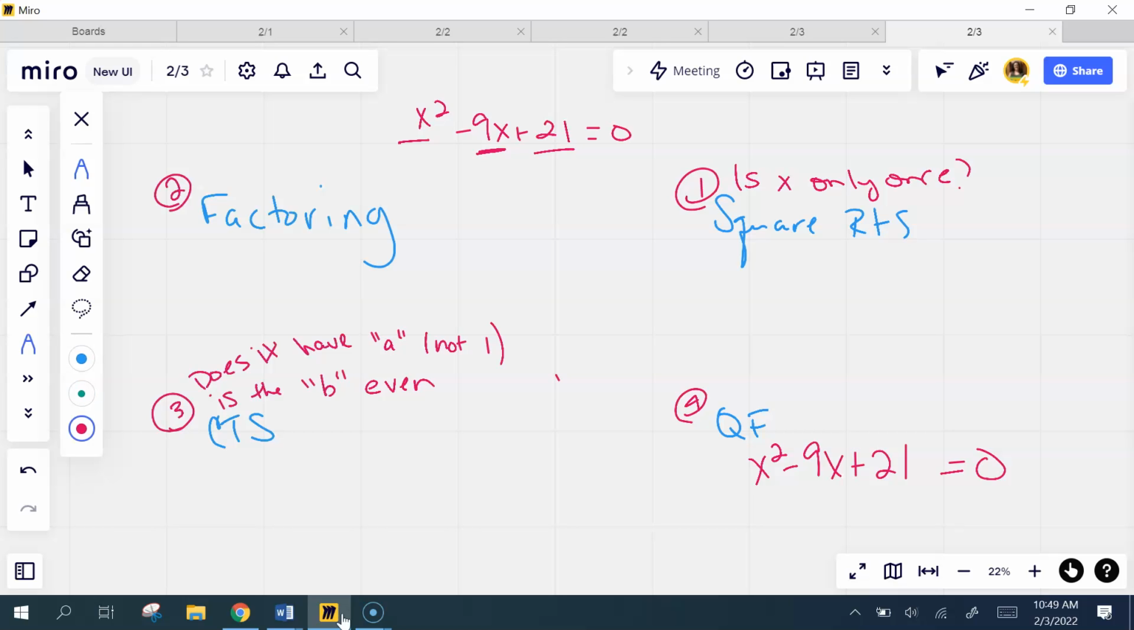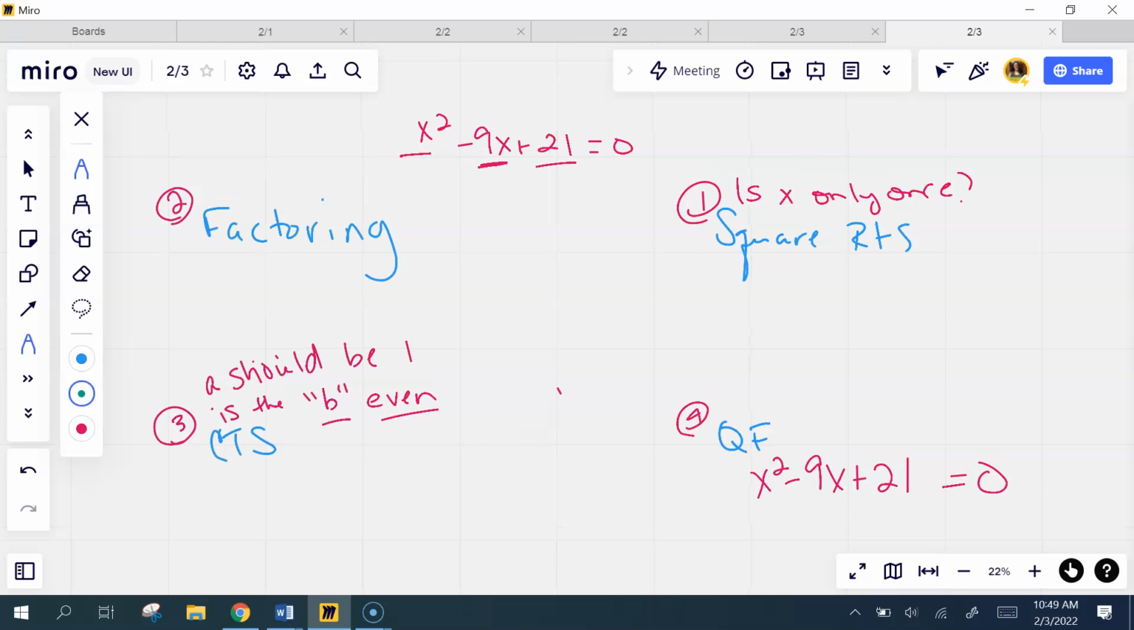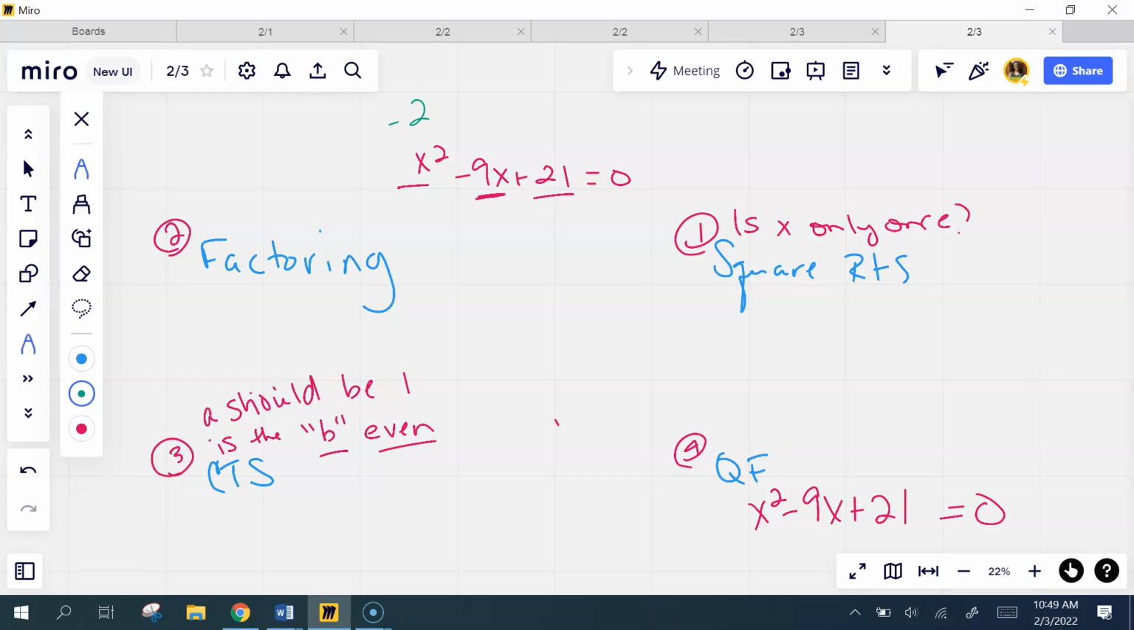Okay, so let me see how I can word this. Let me write it a different way. A should be 1. How about that? A should be 1 and B should be even. I'm sorry, that might have been a bit confusing. That's my bad. Thank you guys for being so understanding. Equation B looks like this.